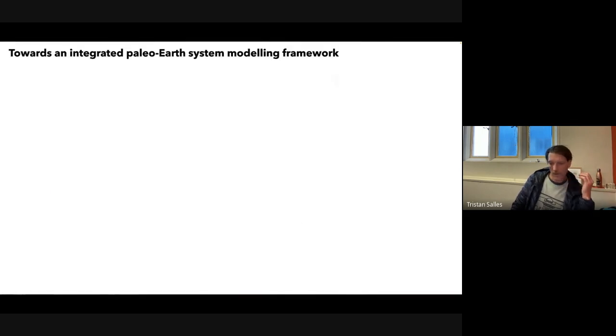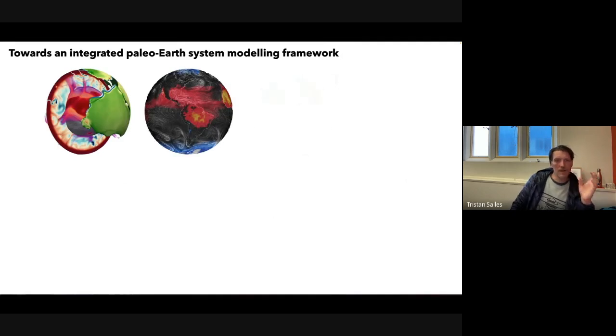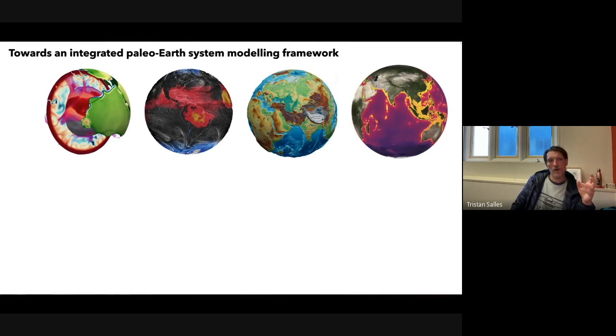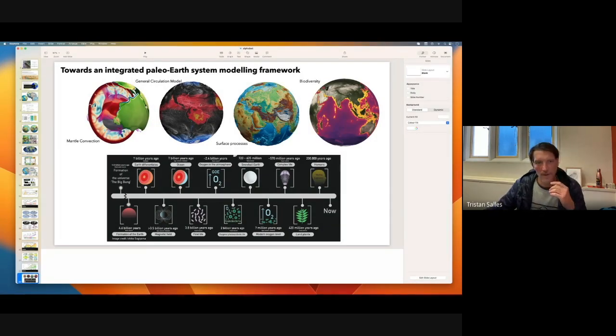So to conclude, the idea now that we have is to try to combine these different spheres and integrate them together in a better way by combining mantle convection models that are able to produce a change in landform at broad scale, integrating general circulation models and surface process models, and looking at that after to inform on biodiversity evolution. And that's it for me.